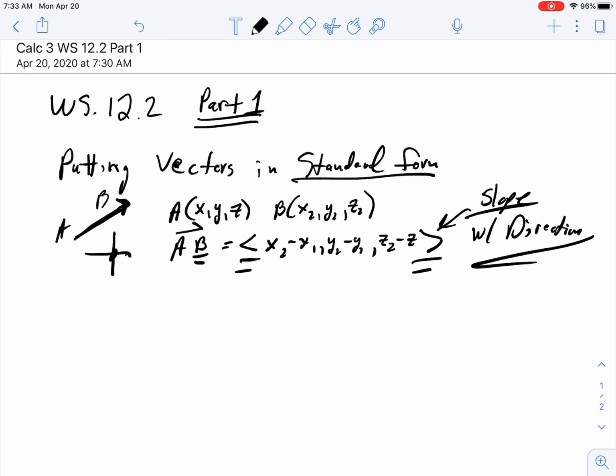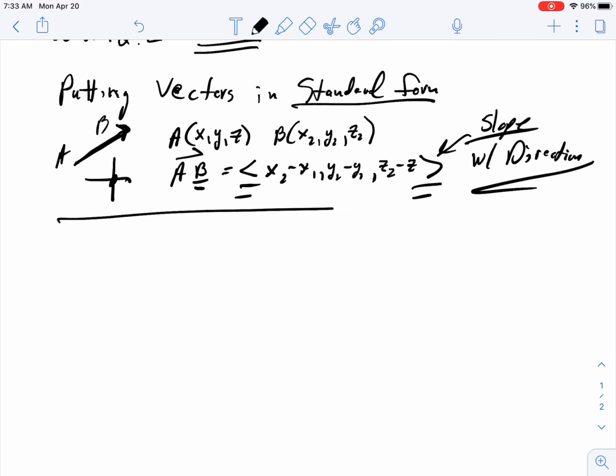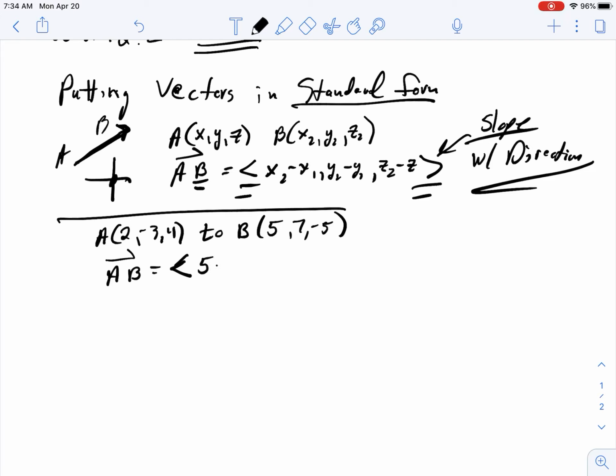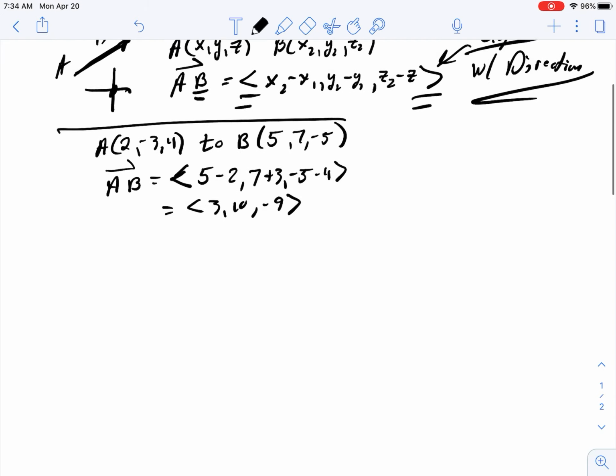Okay, notice my notation, which basically represents the slope, or basically slope with direction. Okay. All right, so again, if you have an example here, say A is 2, negative 3, 4, and I'm going to B, 5, 7, negative 5, then AB, okay, is 5 minus 2, 7 plus 3, negative 5 minus 4, and therefore you have 3, 10, negative 9.